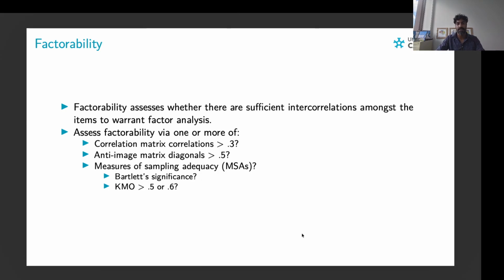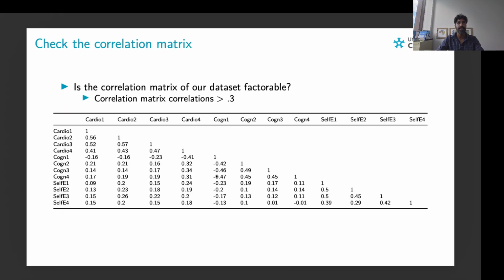So we'll go through these in more detail through the example, but this is just emphasizing that these are ways to know whether your data is factorable. So do you have distinct factors? Do items cluster together onto distinct factors? And this allows you to tell that.